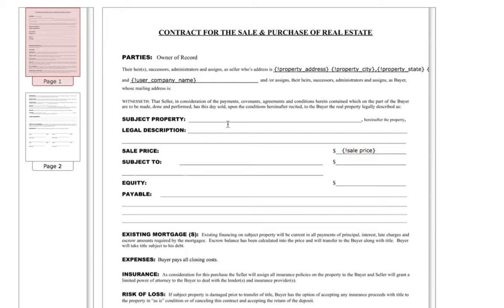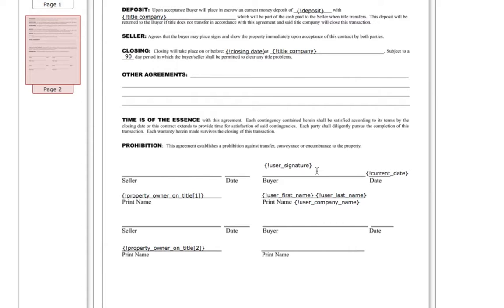User company name, sale price, on the back page here, user signature, buyer first name, last name, current date, closing date, a bunch of different things here. It's really simple to go through. So that's basically how we filled it out.